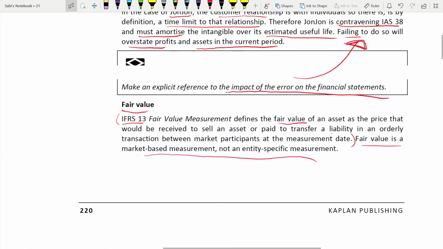So that's why we mentioned this thing, that it is a market-based measurement, not an entity-specific measurement. That means the measurement that you get should not be measured by your finance director. It should be measured by some expert professionals who are good in valuations.